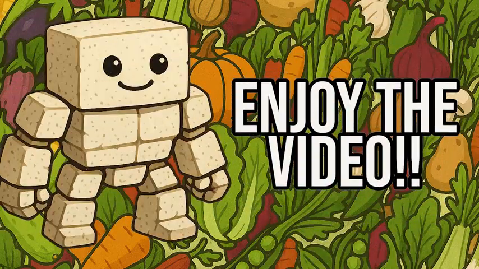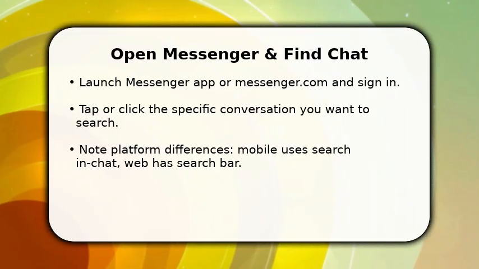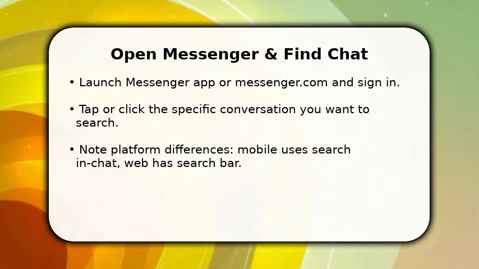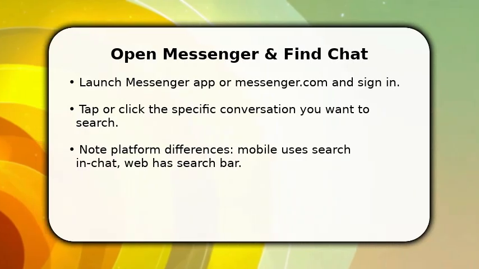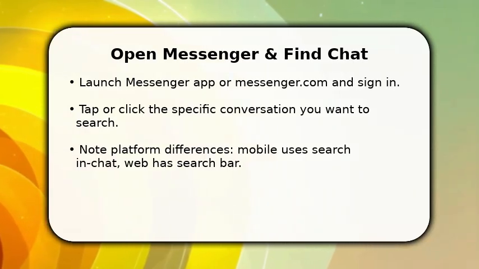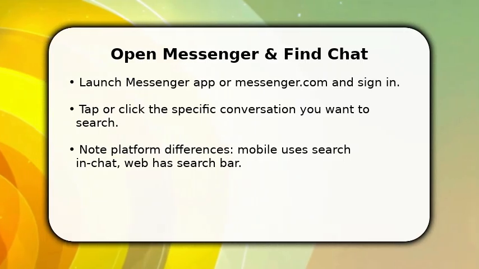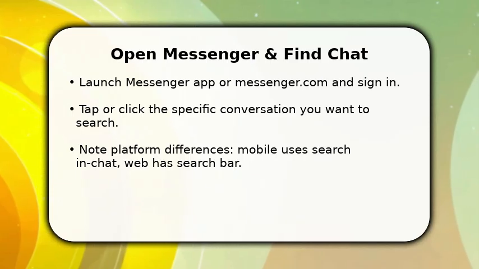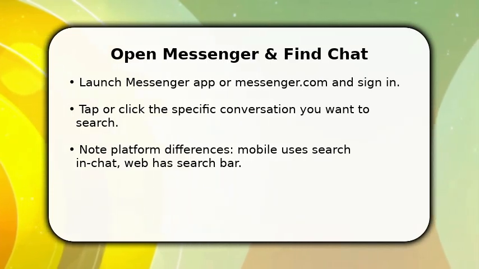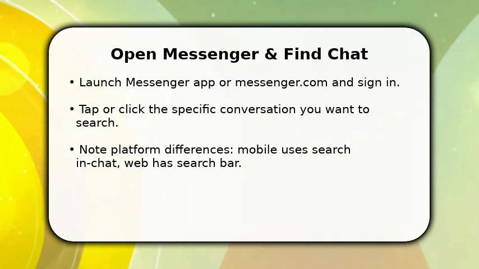Please enjoy the video. You start by opening Messenger and entering the conversation containing the message date you need. Once in the chat, make sure you're on the latest version of the app or a supported browser, because features differ. On mobile, look for the In-Chat Options menu. On web, locate the Conversation toolbar. You're ready to begin the search by date.